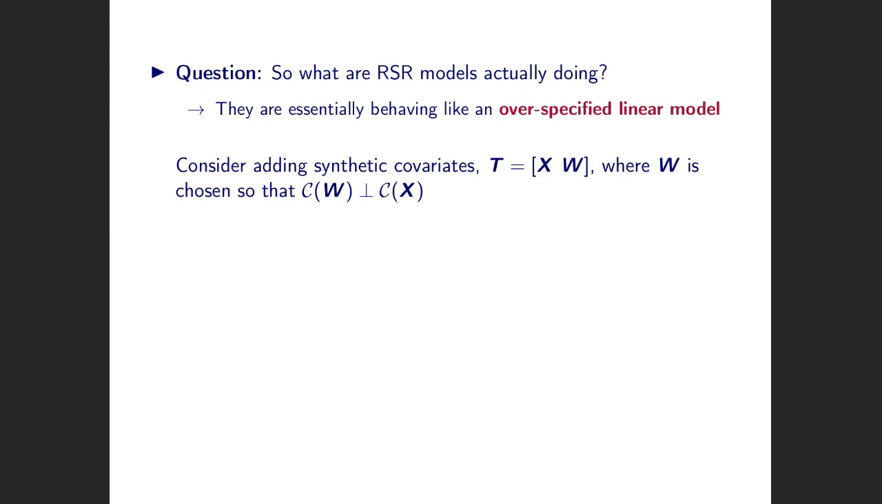The way we settled on thinking about it is that they are essentially behaving like an overspecified linear model. So let's imagine, again, not in the spatial setting, we have a standard linear regression model, and we decide to add covariates to the model that are X and W, where W is chosen so that it's orthogonal to X.